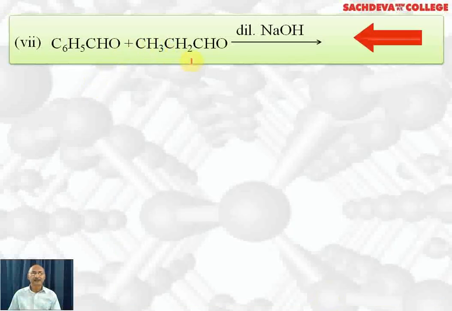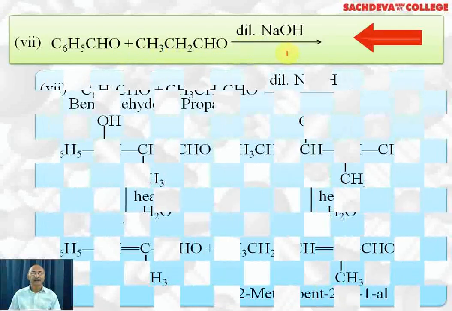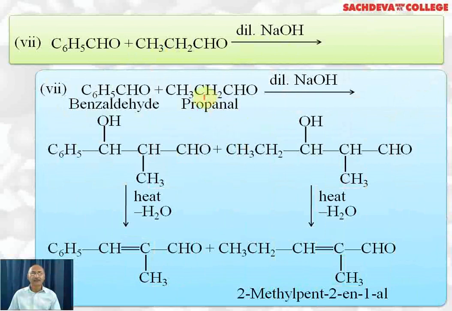Here benzaldehyde is reacting with propanal in presence of dilute NaOH. So here propanal will form a carbanion which will attack benzaldehyde and we will get this product. Another possibility is that propanal will form a carbanion and will attack propanal to give this product. This product on heating will lose a water molecule and result in the formation of an alpha beta unsaturated aldehyde. Here also OH from here and H from here will be removed as water and a double bond will be formed. Product formed will be 2-methyl pent-2-en-1-al. So this is cross aldol condensation.